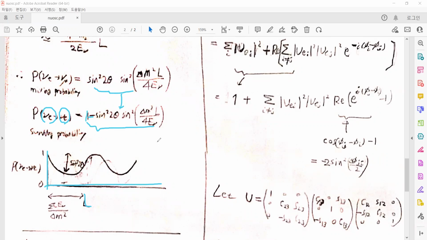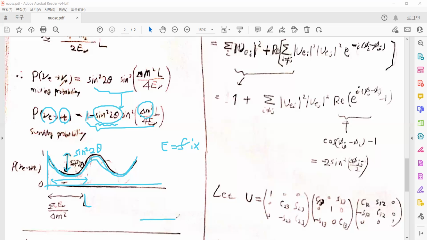If we plot the survival probability in terms of the distance with a fixed energy, it can be plotted like that with this sine function. Such amplitude depends on the mixing matrix component, sin squared 2 theta, and the period or frequency depends on the mass scale difference. So from such oscillation behaviors in neutrino experiments, we can obtain the mixing angle theta and the mass scale difference delta m squared.